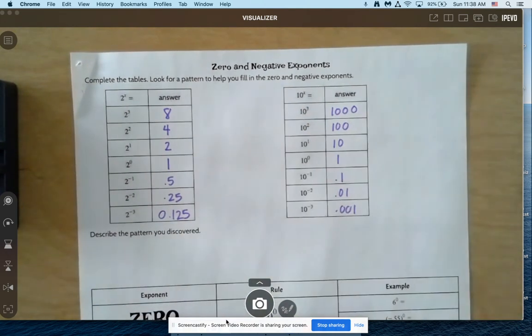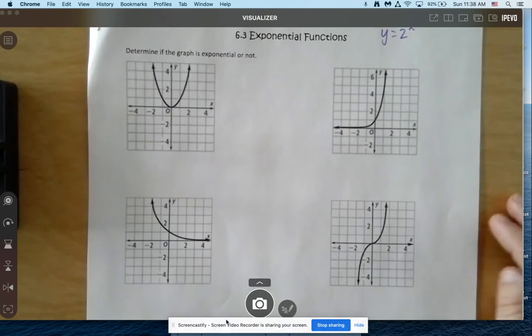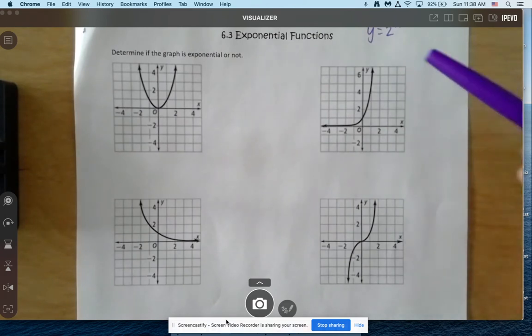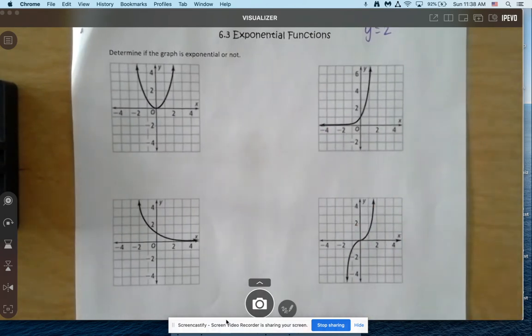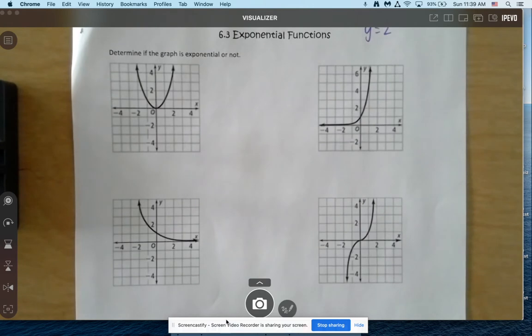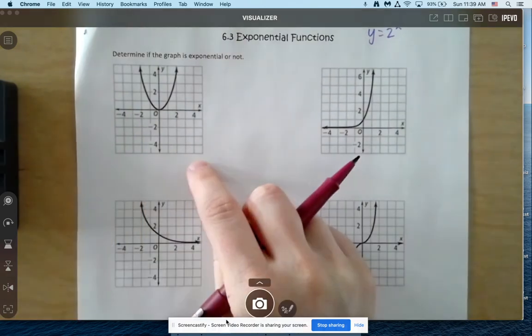If we come back to this page in our notes, we have 4 graphs. 2 of them represent exponential functions. I want you to pause the video and decide which ones you think are exponential functions. Keep in mind, exponential functions grow really fast or decrease really fast. Pause the video and then I will go through it with you. Okay, did you pause the video? Did you try them all?